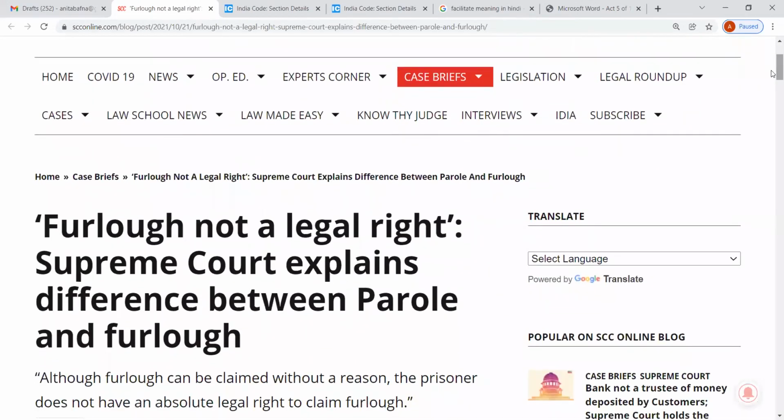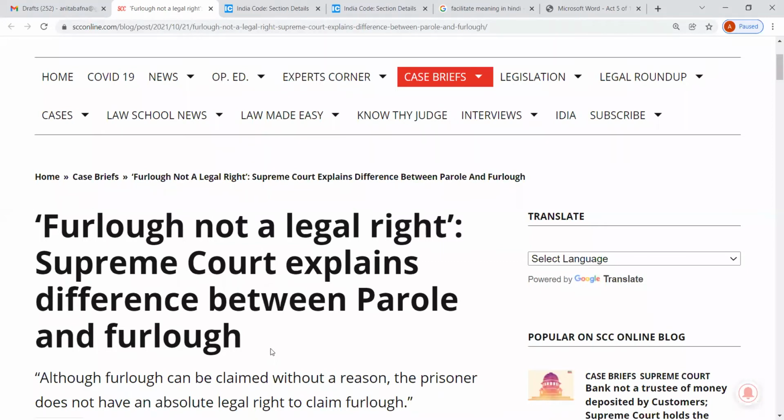It is about furlough not being a legal right. The Supreme Court explains the difference between parole and furlough. Now let me tell you, parole and furlough are a kind of leave which a person who is convicted and is in jail gets.